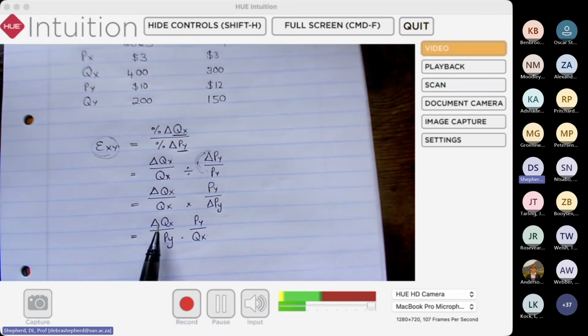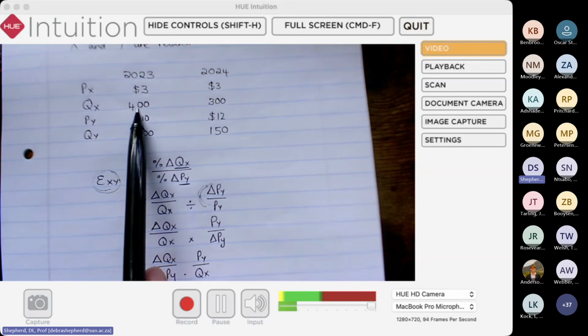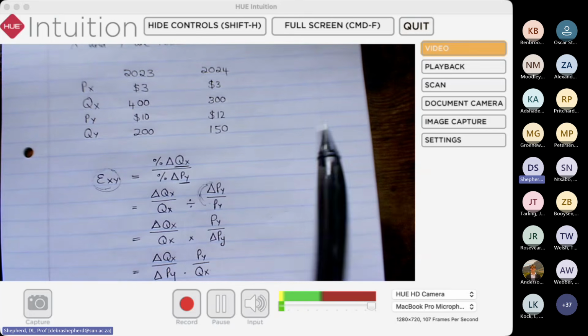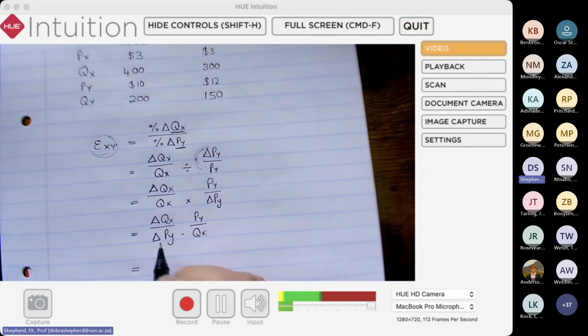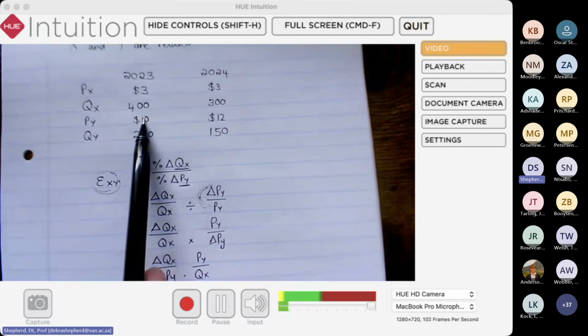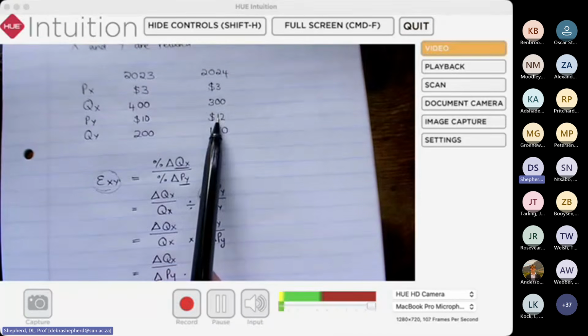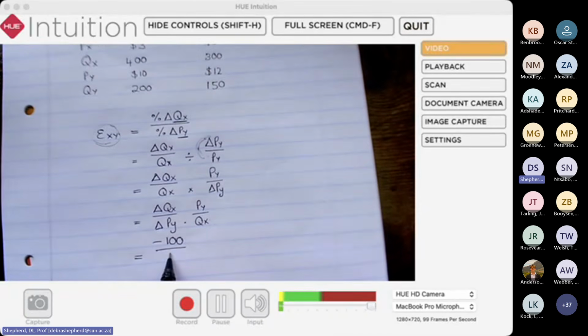Okay, so what was the change in the quantity of X? The change was from 400 to 300. So the change in the quantity of X is minus 100. What is the change in the price of Y? It was from 10 to 12. So it is plus 2.